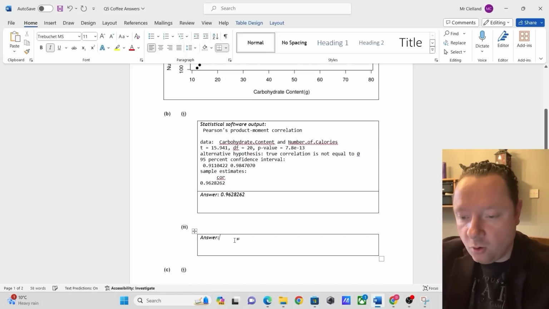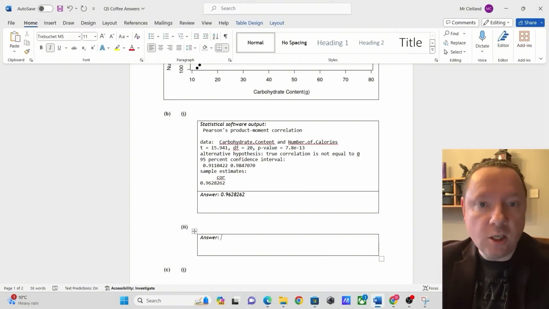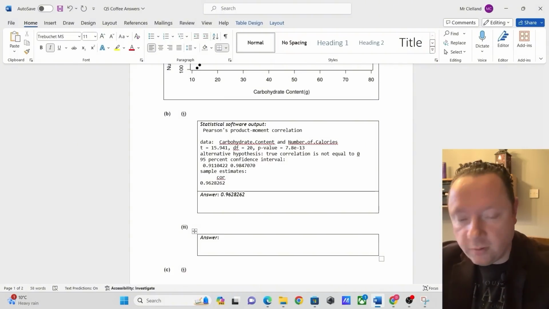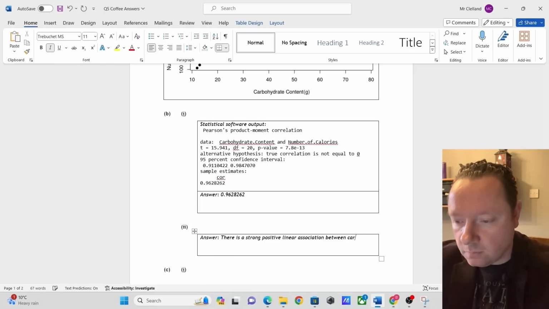And interpret the correlation coefficient. Well, the correlation coefficient is close to 1, so we can say that it has got a strong positive linear relationship or association between carbohydrate content and number of calories. So let's just write something like that. There is a strong positive linear association or correlation between carbohydrate content and the number of calories.